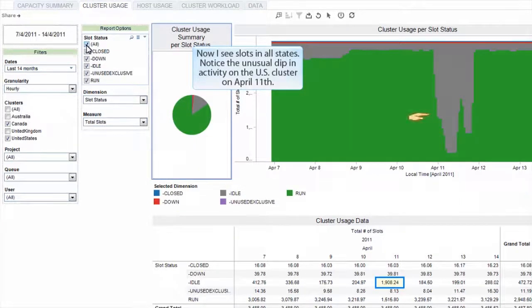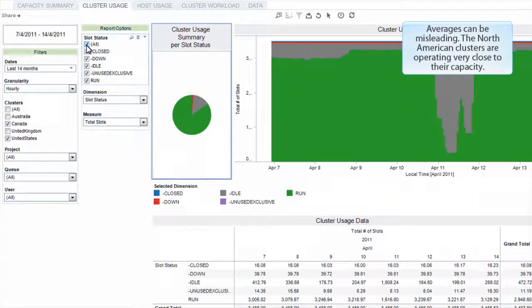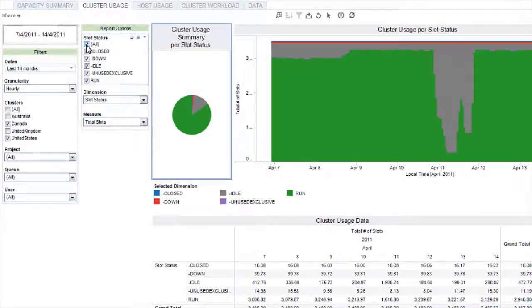All states. Note the unusual dip in activity on the US cluster on April 11th. This illustrates how just looking at averages can be misleading. The North American clusters were actually operating pretty close to capacity most of the time. Being able to perform this kind of analysis is key to making proper decisions about capacity.